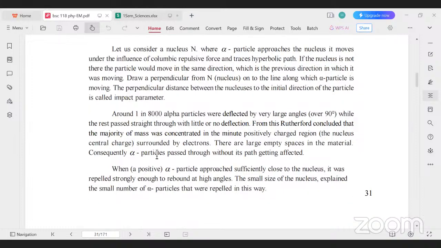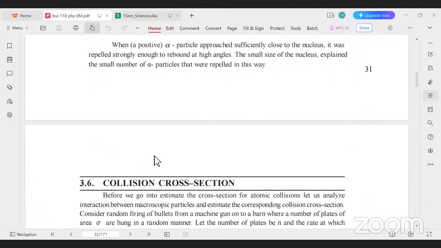So when a positive alpha particle approached sufficiently close to the nucleus, it was repelled strongly enough to rebound at high angles. The size of the nucleus explains the number of alpha particles that were repelled in this way. So let me explain with an example. There is an atom, surrounded with a nucleus, and you have electrons. The outermost shells will be electrons. So when light passes on one atom, what happens? The energy which will be transmitted will travel to the outer region near that shell.